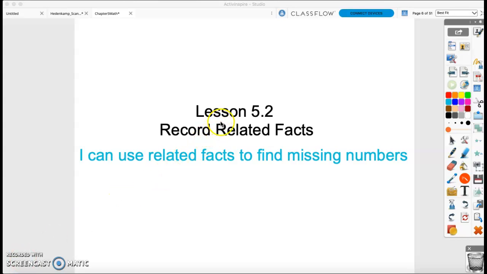This is Math Lesson 5.2, Record Related Facts. At the end of this lesson, you will be able to say, I can use related facts to find missing numbers.